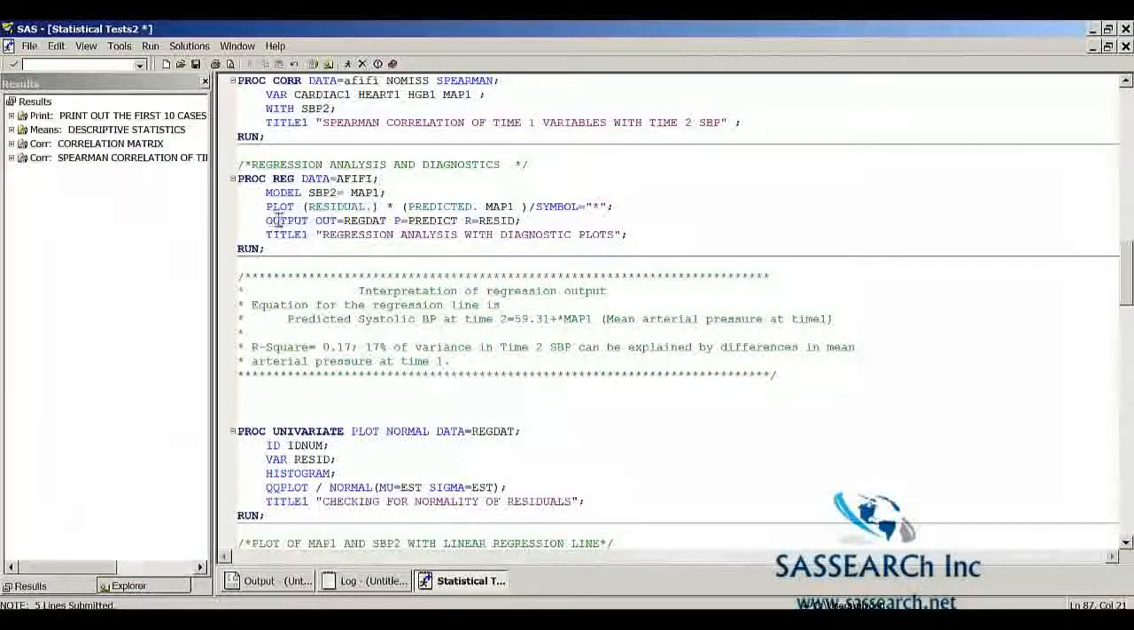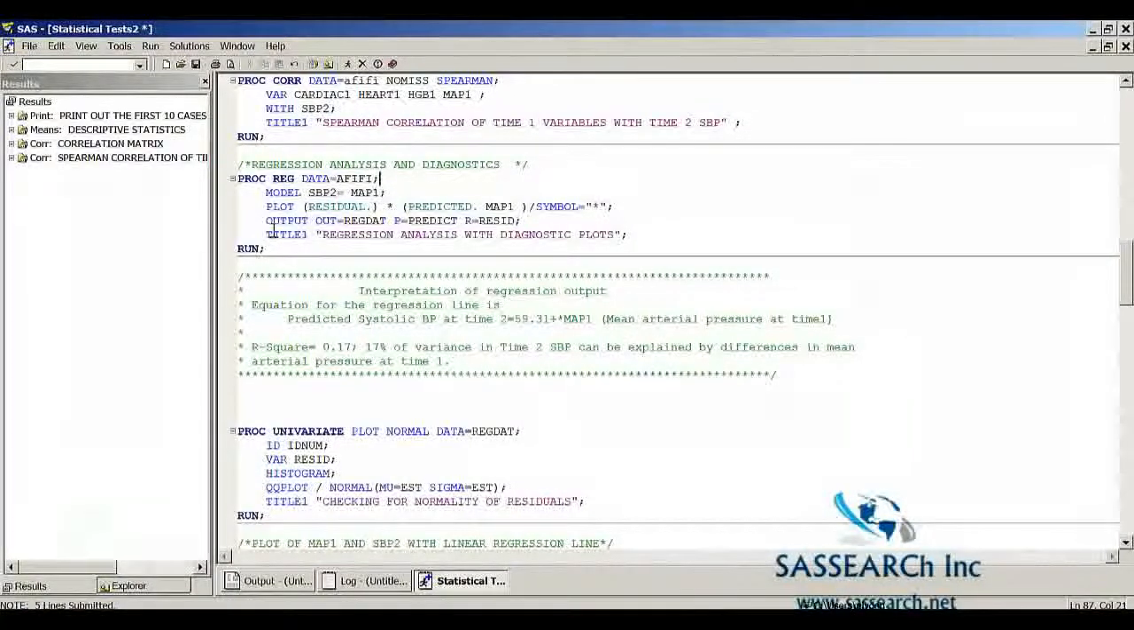And then I'm interested in doing a plot of the residuals by both the predicted values and the mean arterial pressure at time 1, or our predictor variable. And I'm requesting symbols with asterisks.